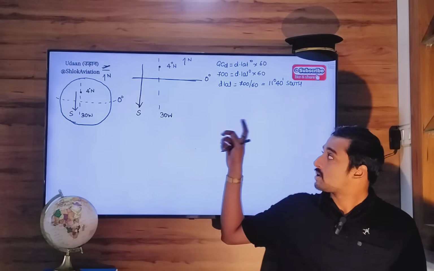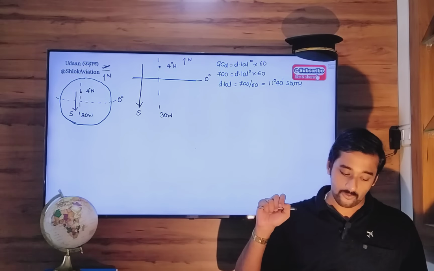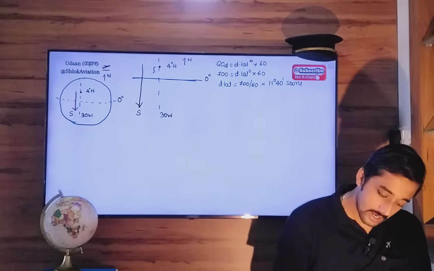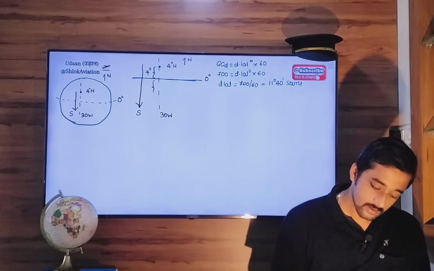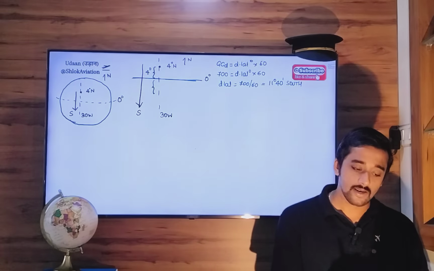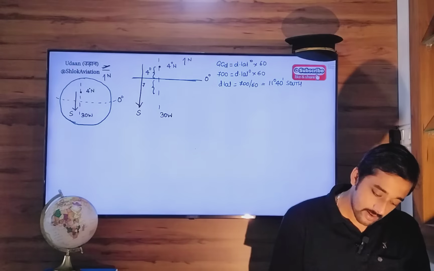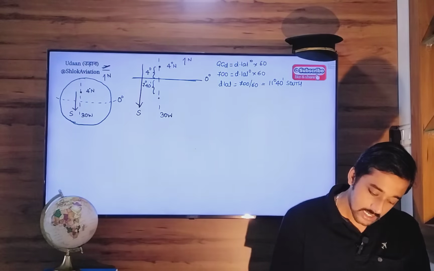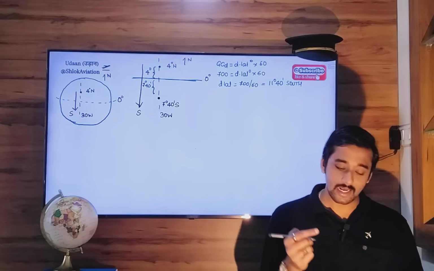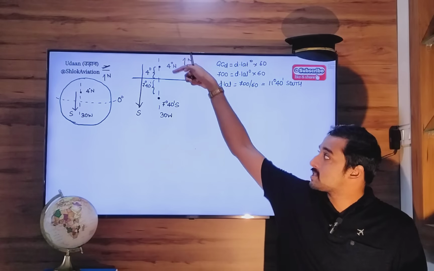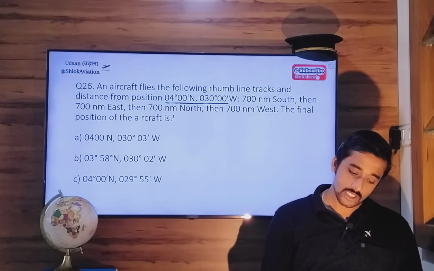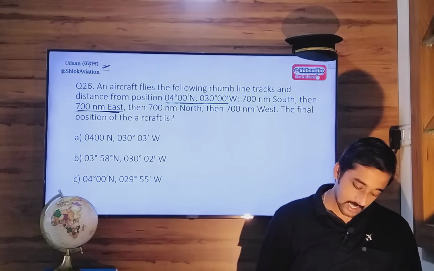So now the total 11 degree 40 minutes will be spent in traveling first 4° here, and the remaining down in the south hemisphere. So 11 degree 40 minutes minus 4° is 7 degree 40 minutes. So extra 7 degree 40 minutes will be spent in the southern hemisphere. So your new position when you fly south will be 7 degree 40 minutes south in the southern hemisphere. From this position, you fly 700 nautical miles east.